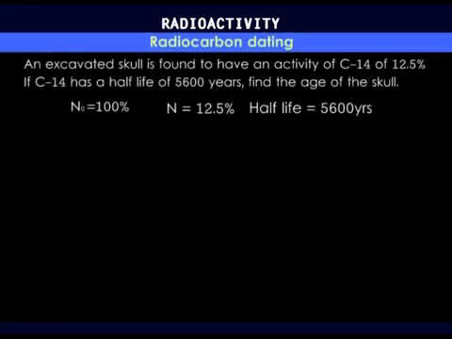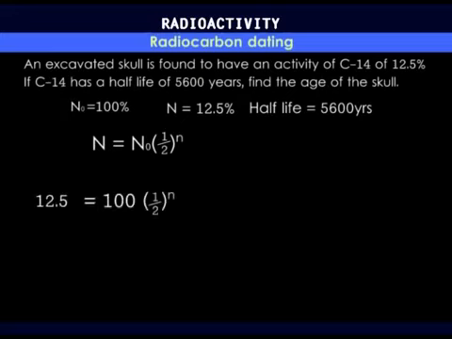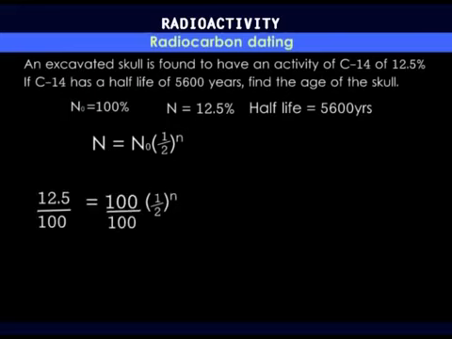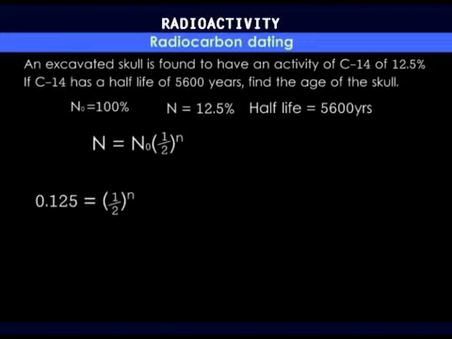So what we need is the number of half-lives. Once we get it, because one half-life is 5,600 years, all we will need to do is multiply to get the age. So N is equal to N0 times a half raised to n. 12.5 is equal to 100 times a half raised to n. We divide both sides by 100, so we shall have 0.125 is equal to a half raised to n. I love to work with decimals, so a half is the same as 0.5. So we have 0.5 raised to n is equal to 0.125.